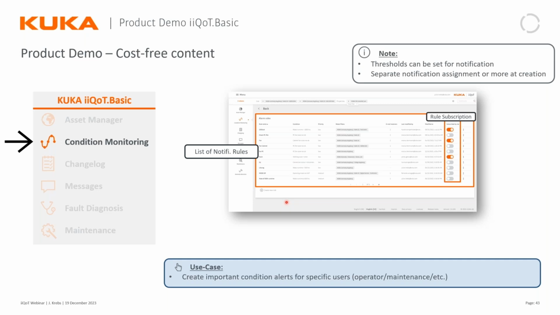These root subscriptions, I can subscribe or unsubscribe to them. Of course, on the top left, I also have the possibility to create new ones, depending on whether what I need is already there. If not, then I create it myself.